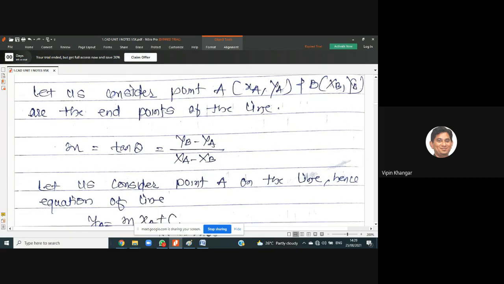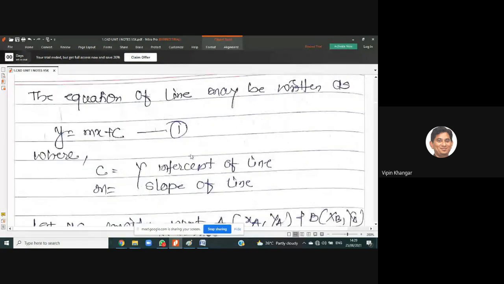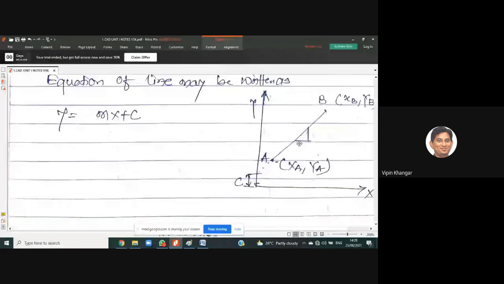M, I already told you, is the slope. Slope is nothing but tan theta. So basically this tan is the opposite by the adjacent. So here you can see that is the opposite. See here, tan theta. So basically this is the tan.